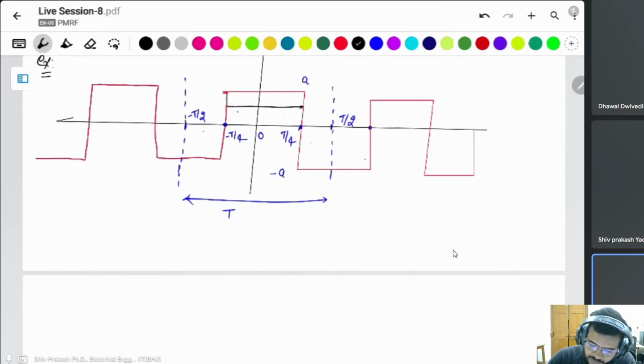This is the half, simply T by 2. This is the T by 4, and this is also T by 4. Okay, let's calculate this one.